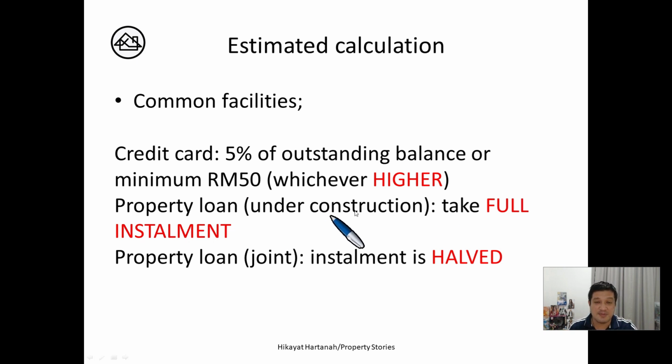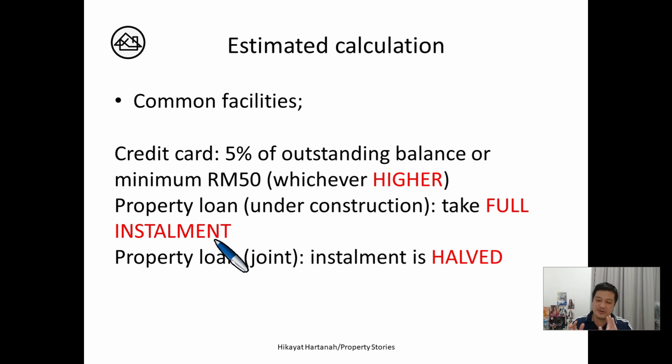The next one is property loan. This one, if it is under construction, you take the full installment. The banks will ask you for your full installment. If you do not give your offer letter, it's okay, they will estimate themselves, and you don't want that.